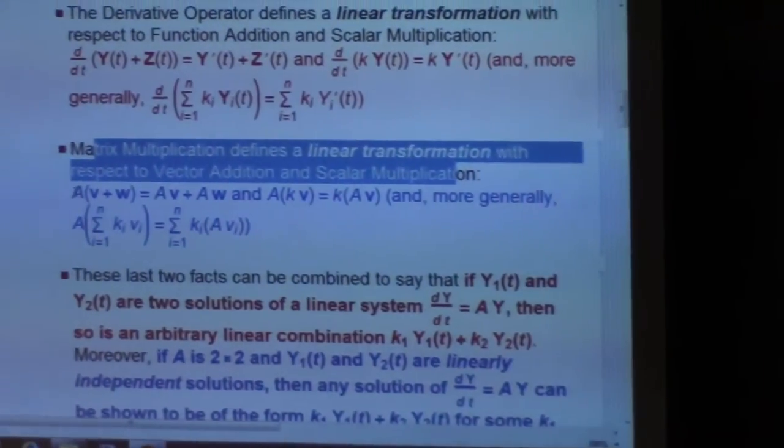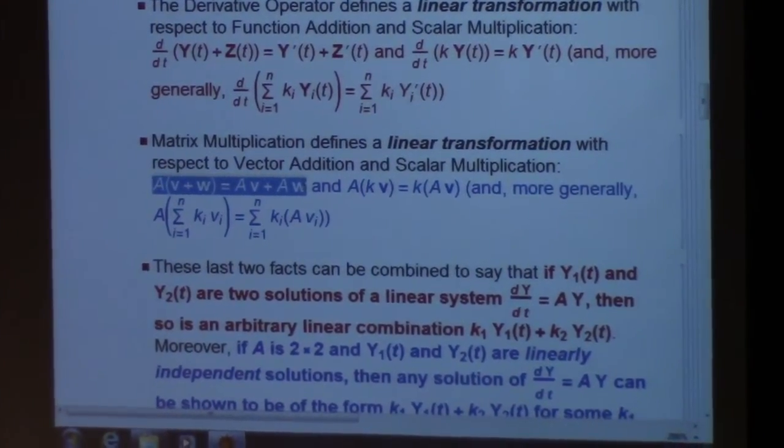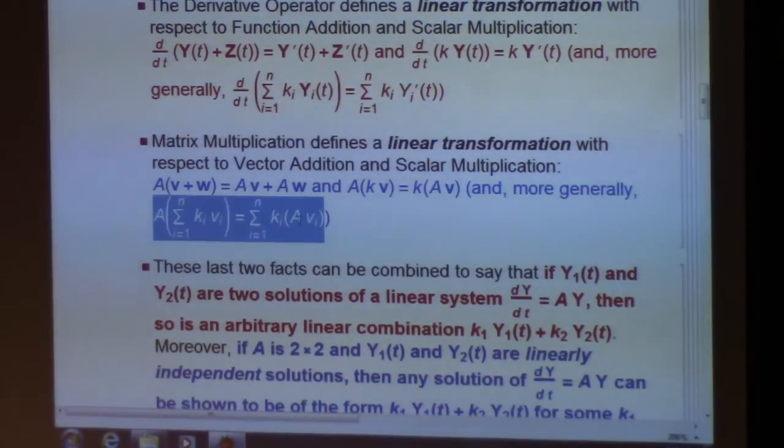Matrix multiplication also defines a linear transformation. It satisfies similar kinds of properties. A matrix A times the sum of two vectors v plus w is the sum of the two vectors Av and Aw. Likewise, A times kv, the k can be factored out, so to speak, and you get k times Av. More generally, you get this.